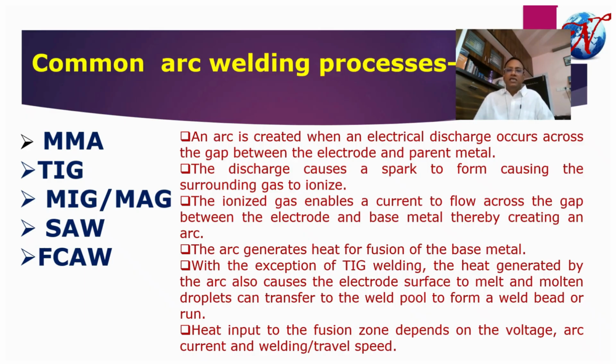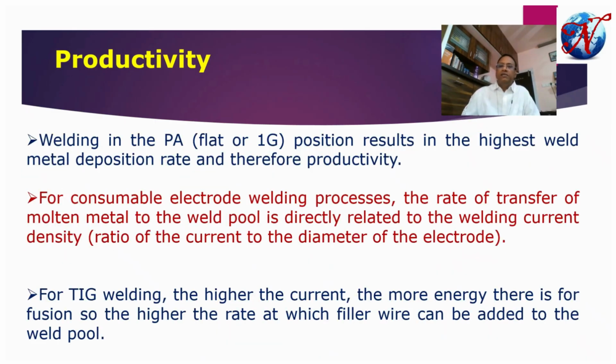With the exception of the TIG welding, the heat generated by the arc also causes the electrode surface to melt, and the droplets transfer to the weld pool to form a deposition in the weld run. Heat input to the fusion zone depends on the current and the travel speed of the process. In general, we can do the welding according to the geometry and for different positions.